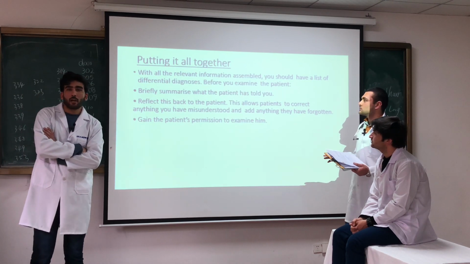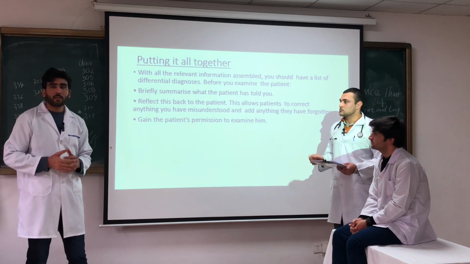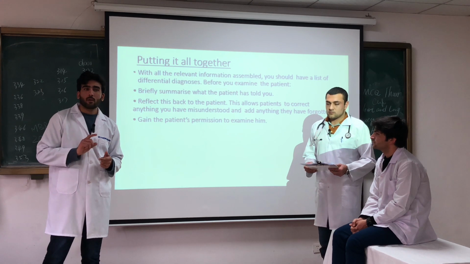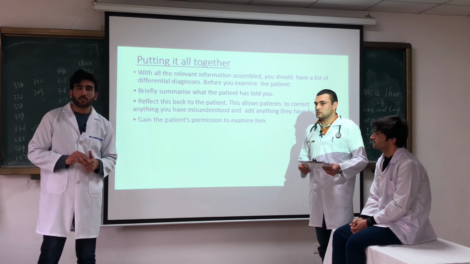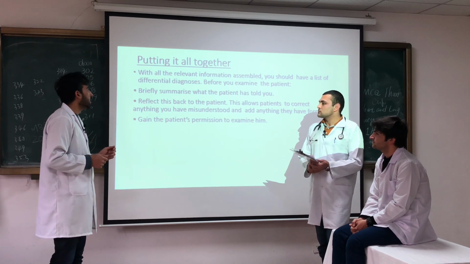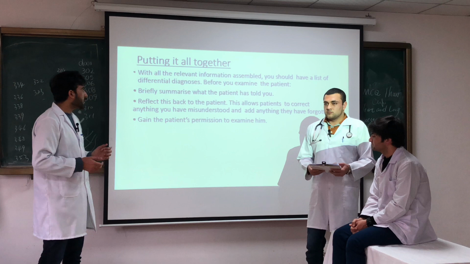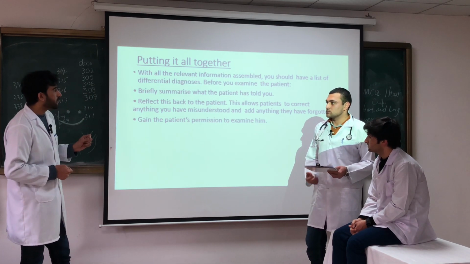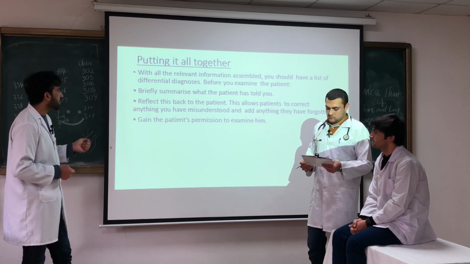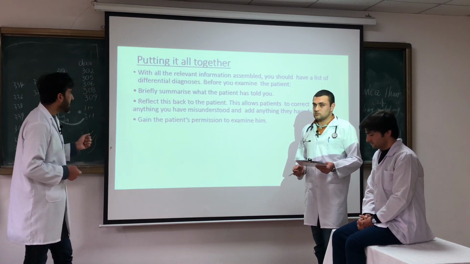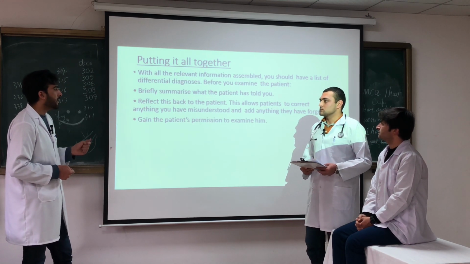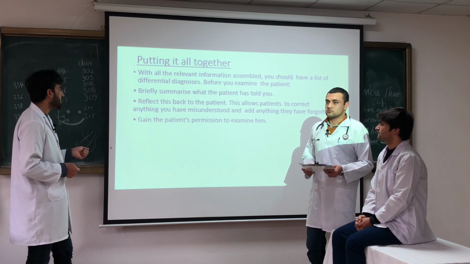Now after reviewing all the systems, we get information related to each system. After getting information about chief complaint, past medical history, drug history, and family history, we put it all together, which is a summary. After getting the summary with all the relevant information assembled, you should have a list of differential diagnoses before you examine the patient. Briefly summarize what the patient has told you and reflect this back to the patient. This allows the patient to correct anything you have misunderstood and add anything you have forgotten. Gain the patient's permission to examine.